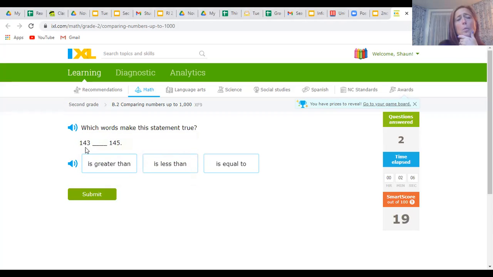Okay, we have the numbers 143 and 145. We look at the hundreds place in each of these numbers, they're both 1. So we go on to the tens place, which is this right here, and they're both 4. The ones place, this is a 3, this is a 5. The 3, of course, is less than 5, so 143 is less than 145.